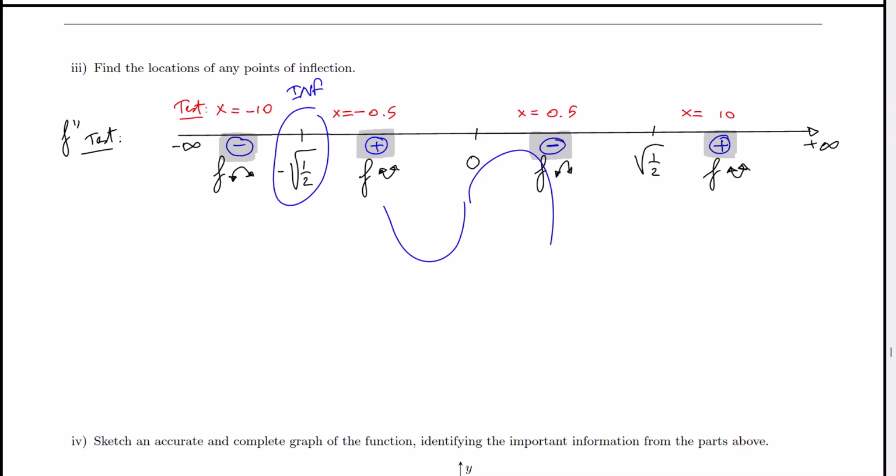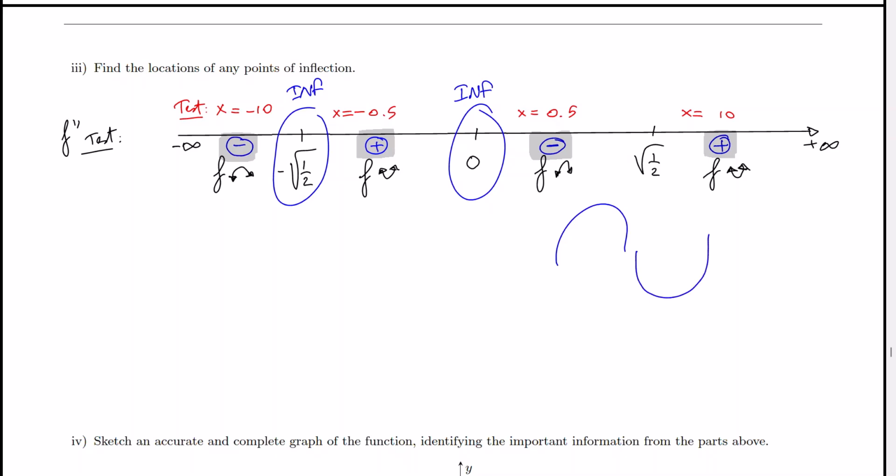So what does that mean? Again, that means that we have another inflection point at the point where x is equal to 0. And finally, we were concave down, then we became concave up, transitioning from the third to the fourth interval. So that means, again, we have an inflection point at this location where x is equal to the square root of 1/2.